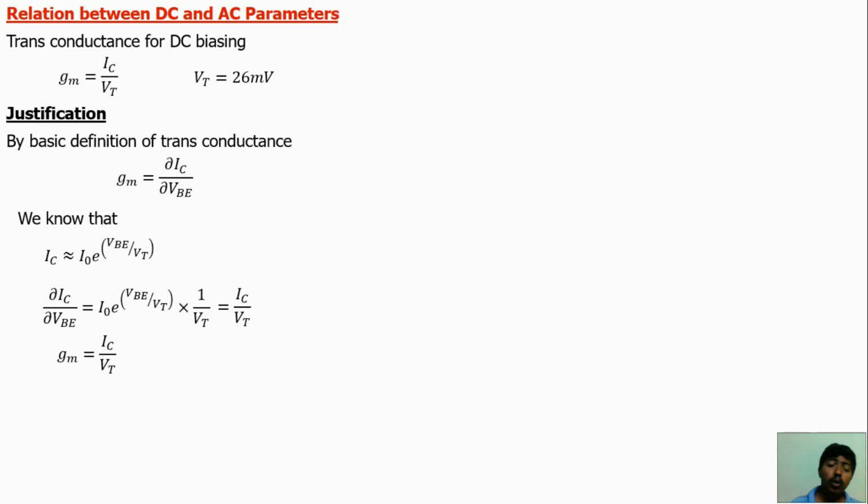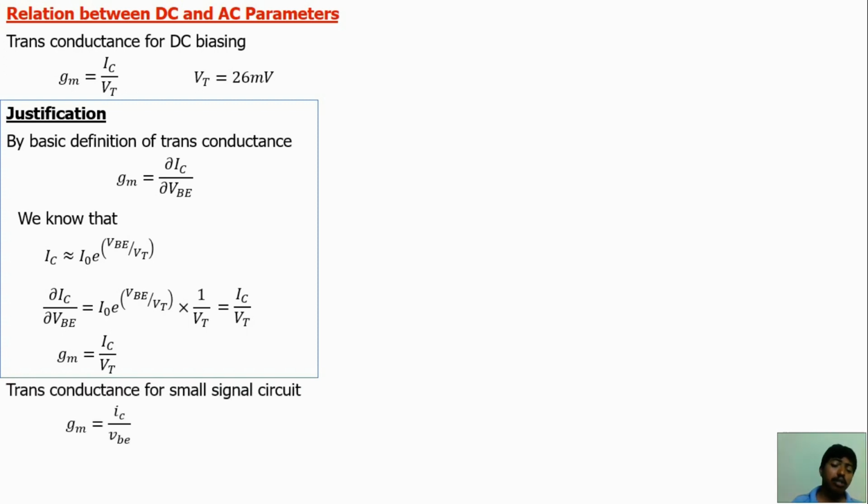If you feel that no need of justification, just remember that the transconductance for DC biasing is gm equal to IC by VT. For small signal analysis, for AC analysis, the variation is very small. So transconductance gm is equal to small ic, collector current, by small vbe, base emitter voltage. This is for AC signals. This is for DC signals. Both are equal. Transconductances are same. So equate this, we will get small ic by vbe is equal to capital IC by VT.